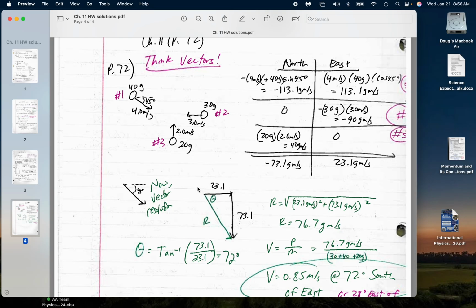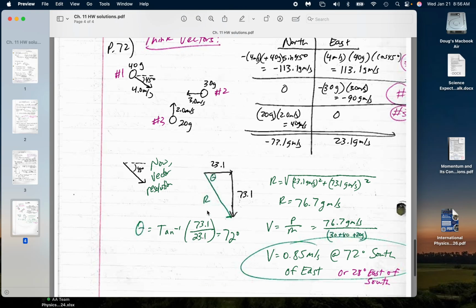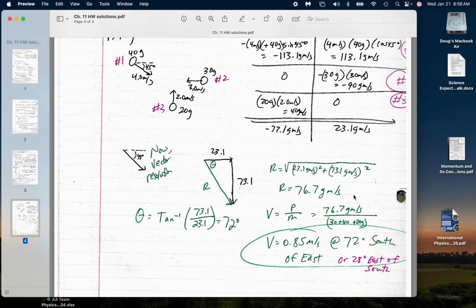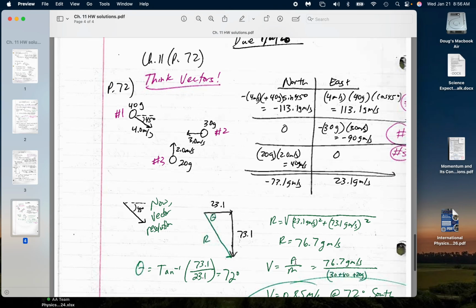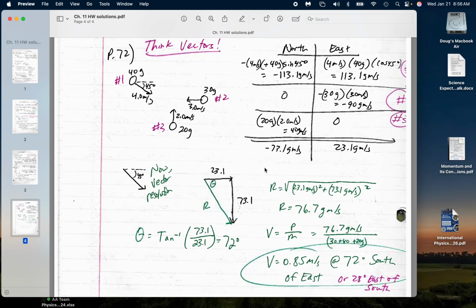I'm going to handle this as a vector problem now with momentum. My resultant is 76.27 gram meters per second. Divide by the mass. Total mass of this is 90 grams. So I get 0.85 meters per second, and I use inverse tangent to get the angle. So this really is just a vector problem. Notice, because I'm multiplying by mass and then dividing by mass, I really didn't need standard units of kilograms. If you want to convert it to that, that's fine. But if you convert it incorrectly, that would work out as long as you were consistent with your conversions.